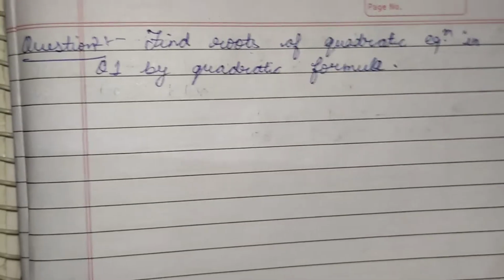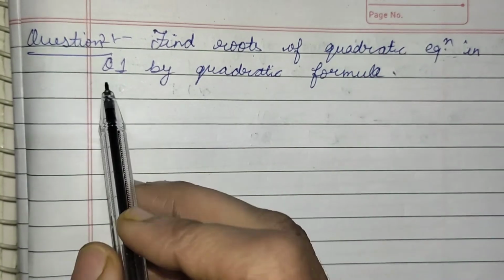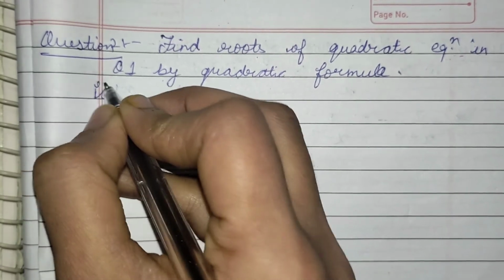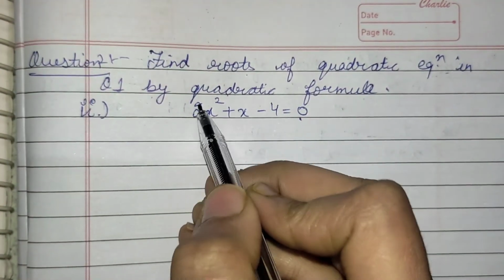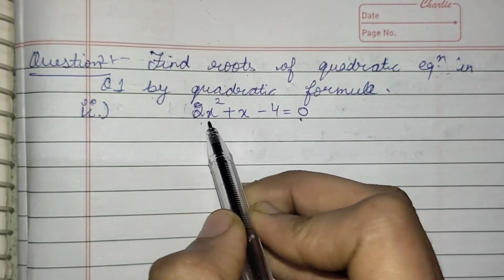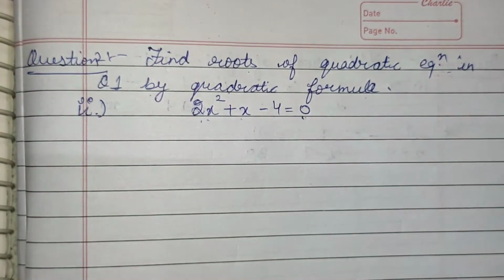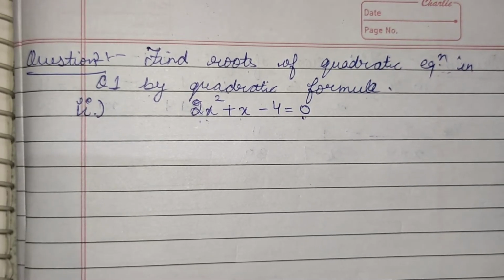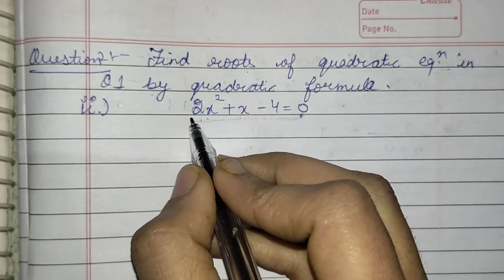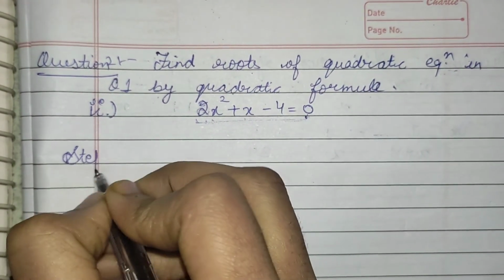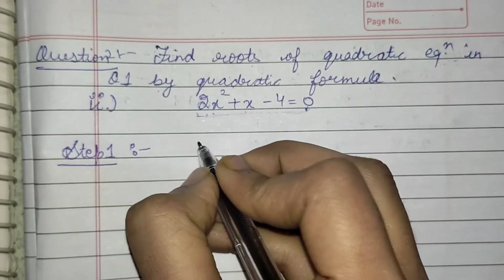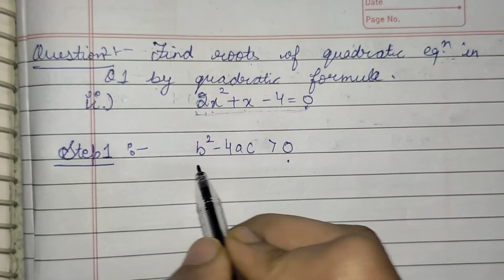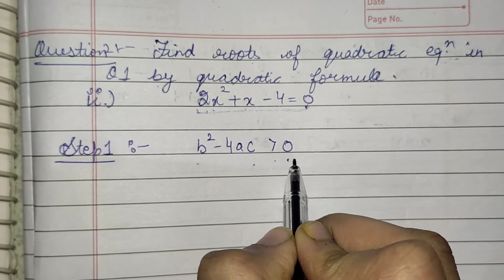Let us start with the second question. Find the roots of the quadratic equation given in question number 1 by using the quadratic formula, right? So let us take another part of question number 1, which says 2x square plus x minus 4 is equal to 0. So we have to find out the roots of this equation by using the quadratic formula. So by using the quadratic formula, my very first step is what? My very first step is that I have to check whether the real roots exist or not. That means b square minus 4ac is greater than 0 or not.